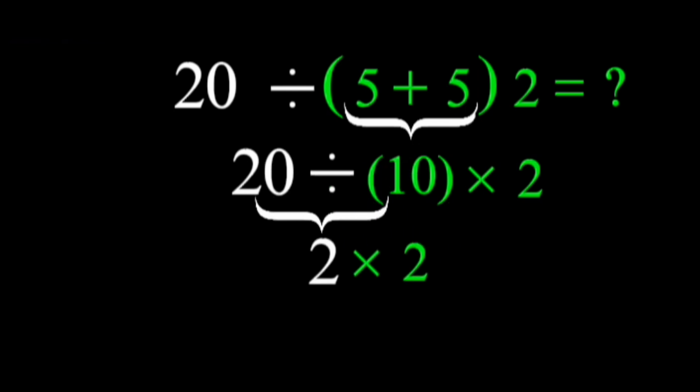20 divided by 10 gives us 2. In the end, 2 multiplied by 2 gives us 4, which is our final answer.